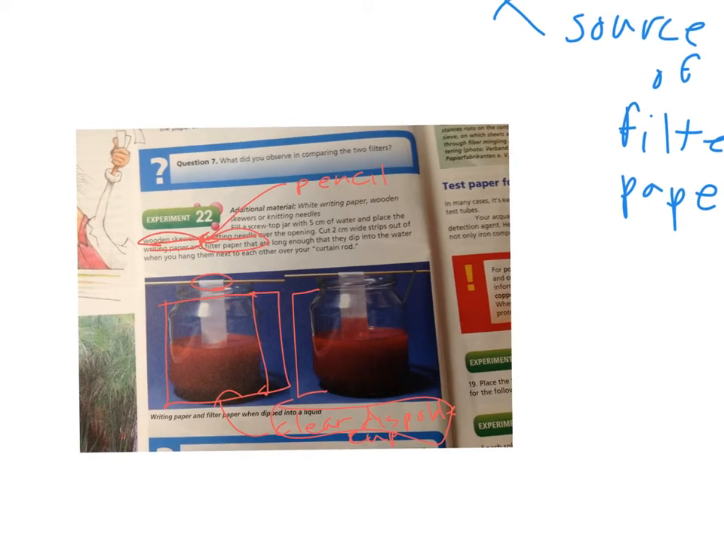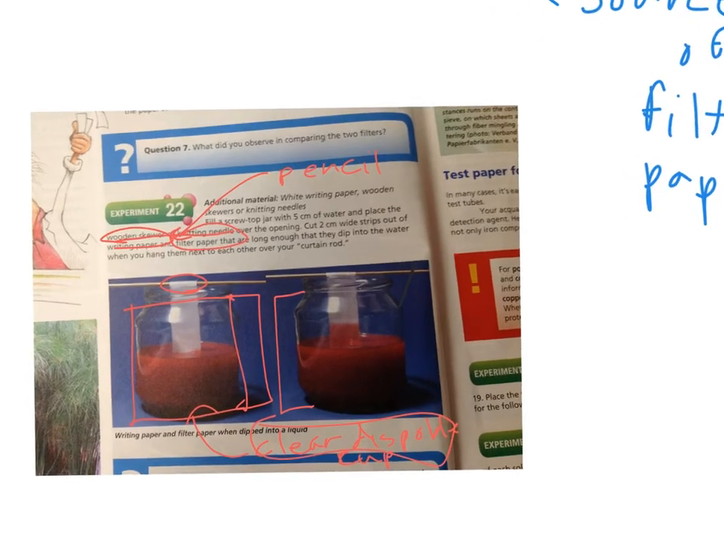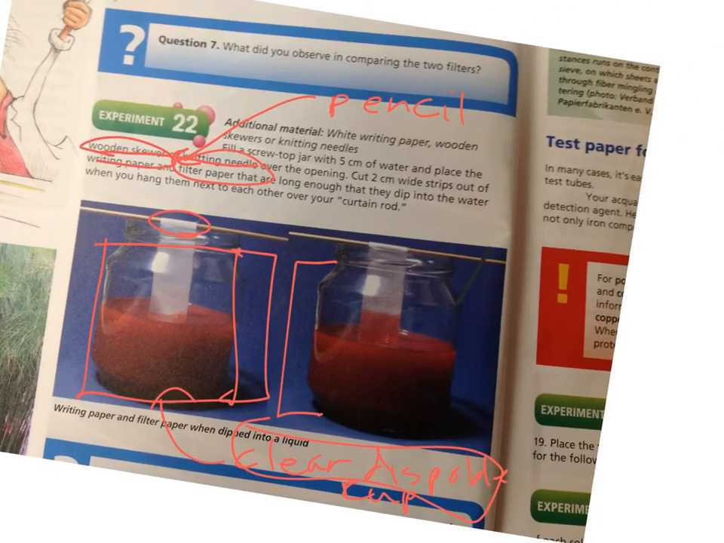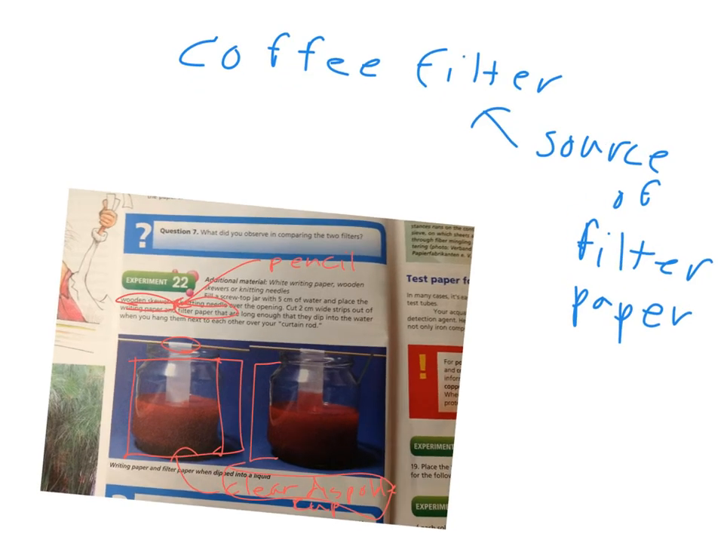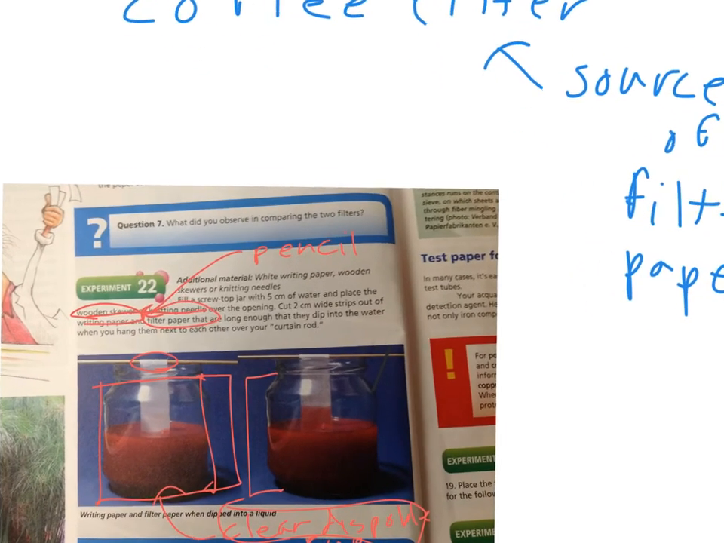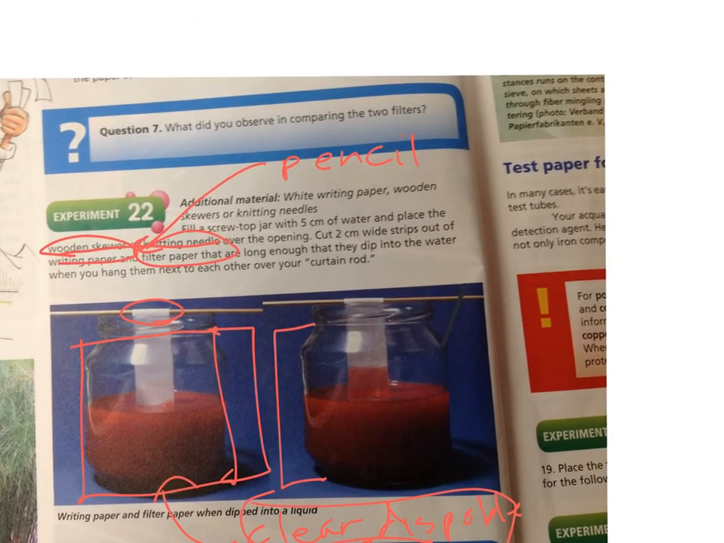So those are a couple things that you might be able to substitute. Don't feel you have to find that baby food jar, and don't think you have to find some sort of fancy filter paper. Coffee filters work perfectly well.